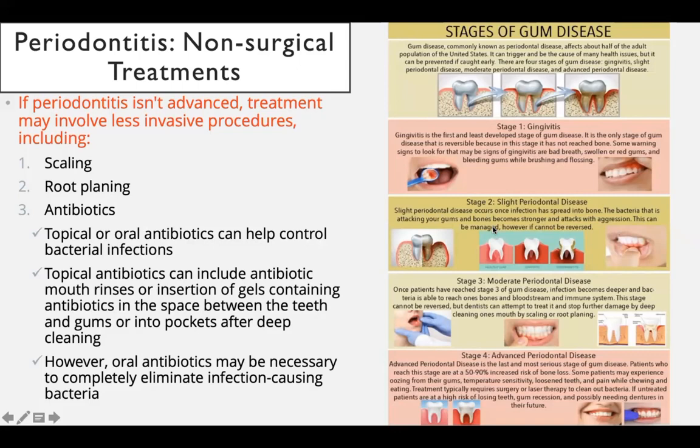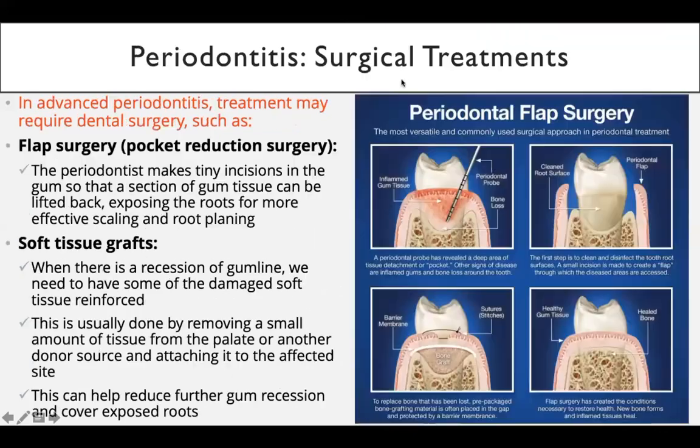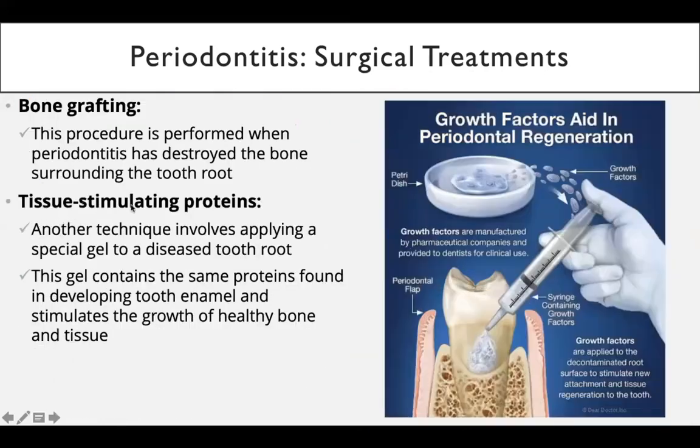These pictures are basically revised again and again, but for your own good. When you read the same thing, but with different wordings and from different sides, different pictures, different diagrams, then it will be a revision and a clarification of the concept too. Okay. And then we have surgical treatment of periodontitis. We have flap surgery, soft tissue grafts, bone grafting, and tissue stimulating proteins. I will love this question.